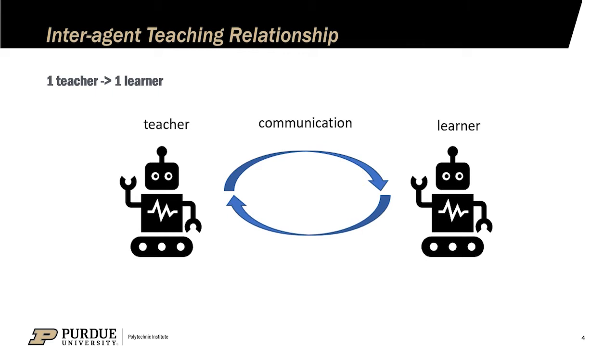There are two types of inter-agent teacher relationship here. The first one is one-to-one teacher-student relationship, which means one teacher teaches one learner. So here, it is a pairwise communication. The student or the learner will raise an inquiry to the teacher, and then the teacher will evaluate the situations of the student and then give some action advice.